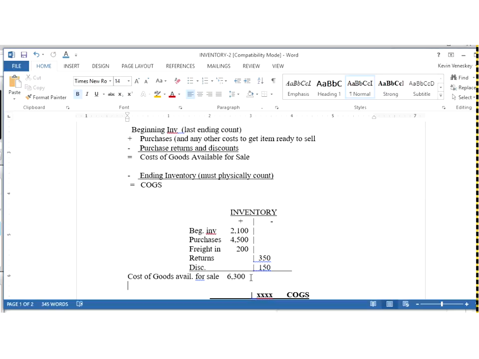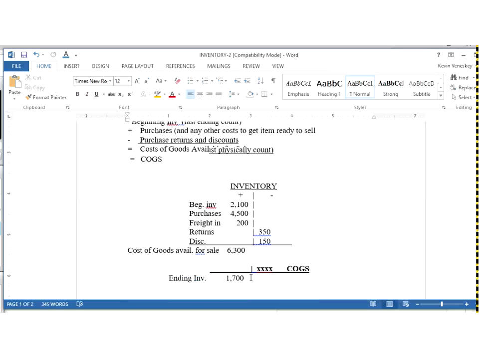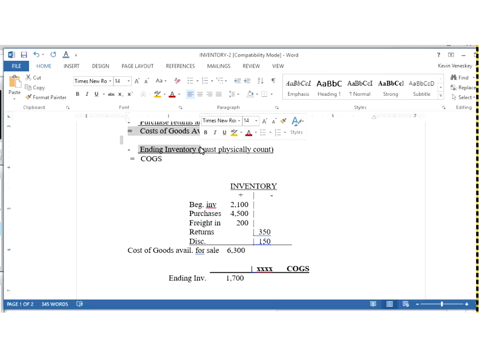So if I know I have $6,300 ready to be sold, and at the end of the week I only have $1,700 left in my storage, I can then easily determine what my cost of goods sold is by simply taking what my little formula up here says, cost of goods available for sale, minus my ending inventory, does give me my cost of goods sold.